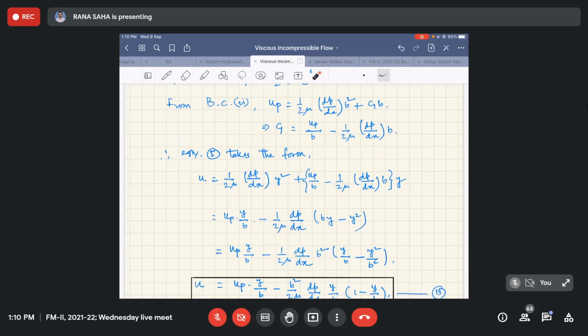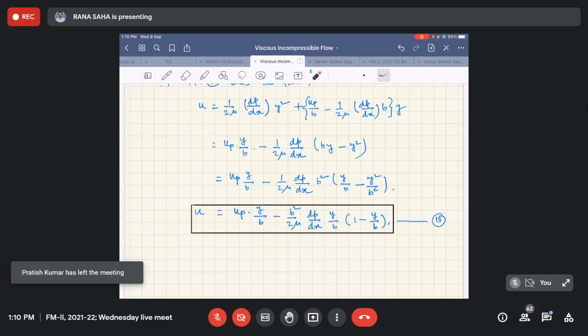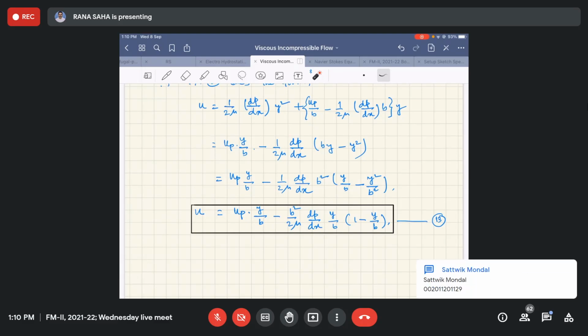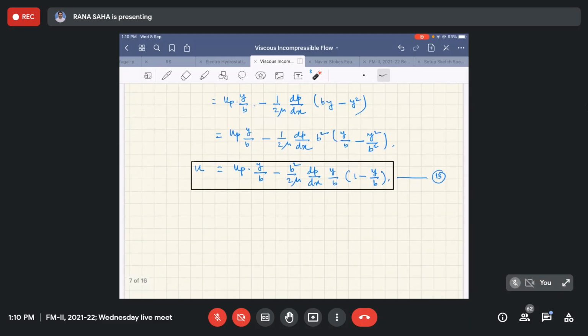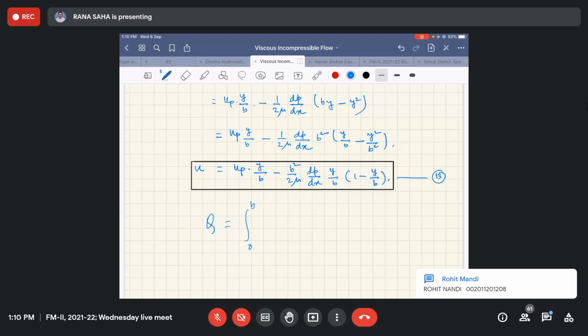if you are having a change in the condition, and accordingly the expression gets changed, but the treatment remains the same. So it is the same treatment that has been done to find out the velocity profile. And if you want, you can proceed further to find out your Q, which will be equal to, we need to integrate from 0 to b once again, and it will be u.